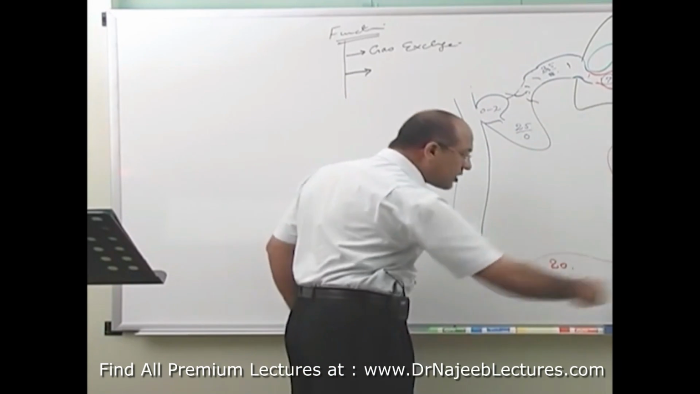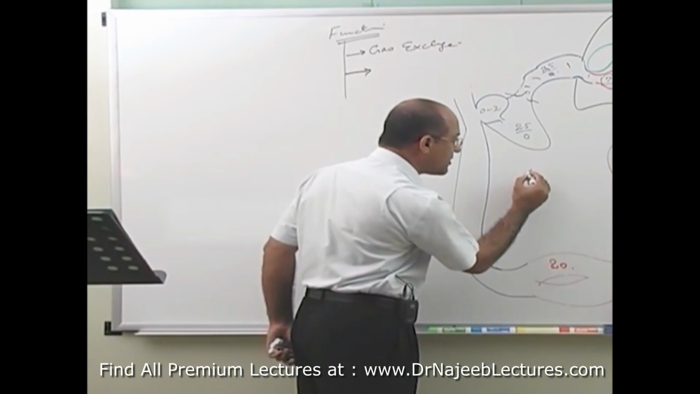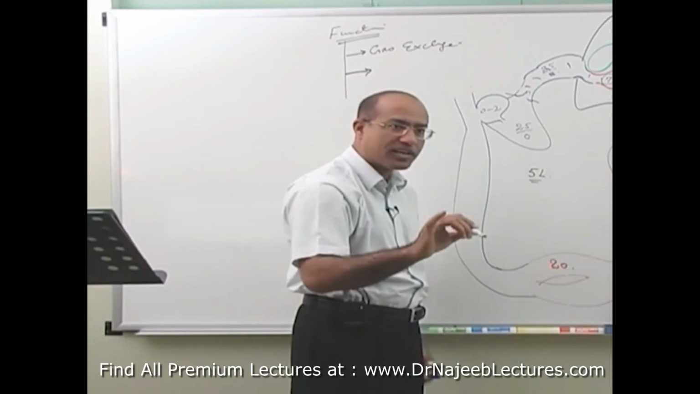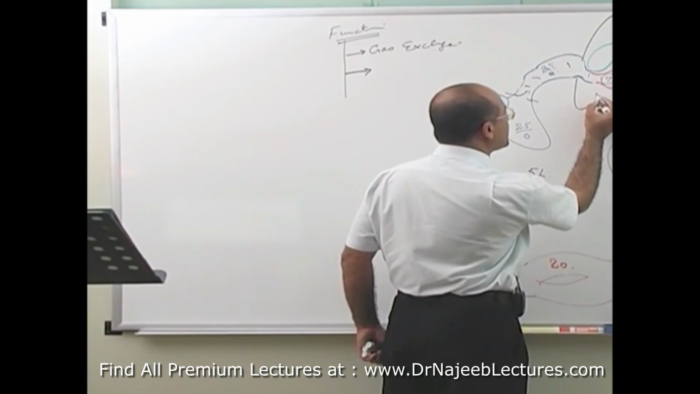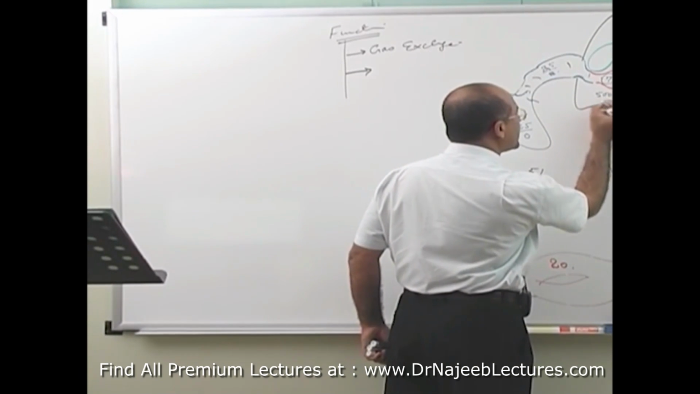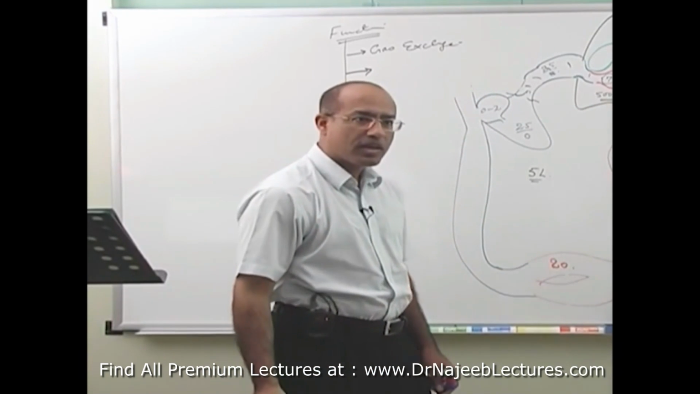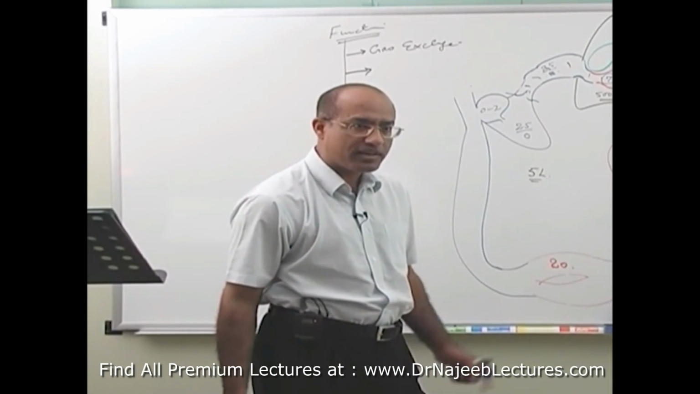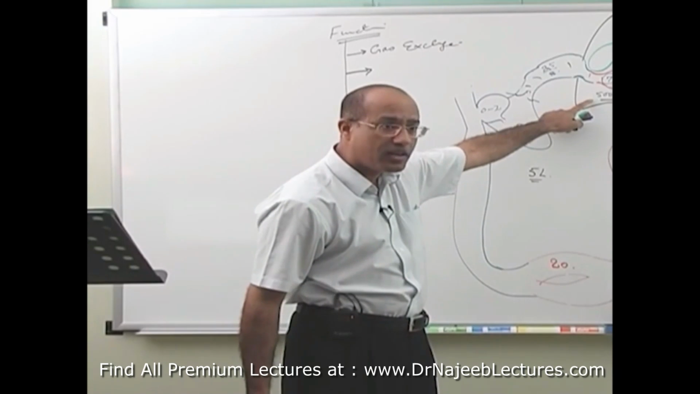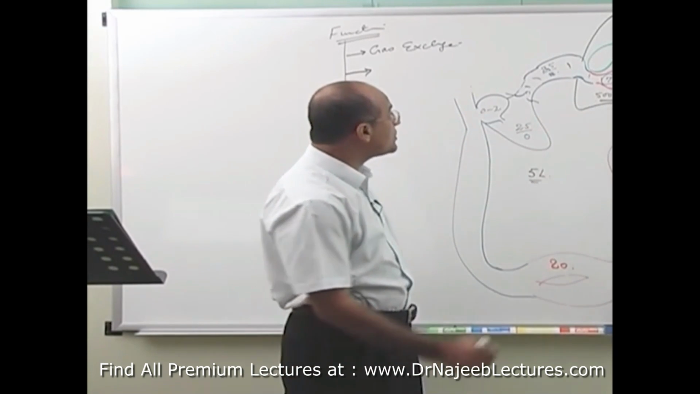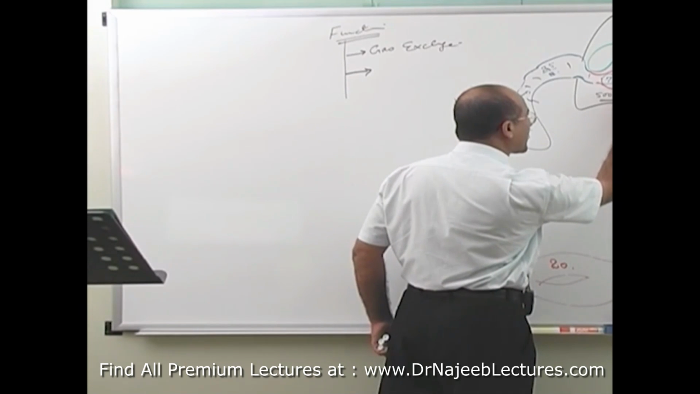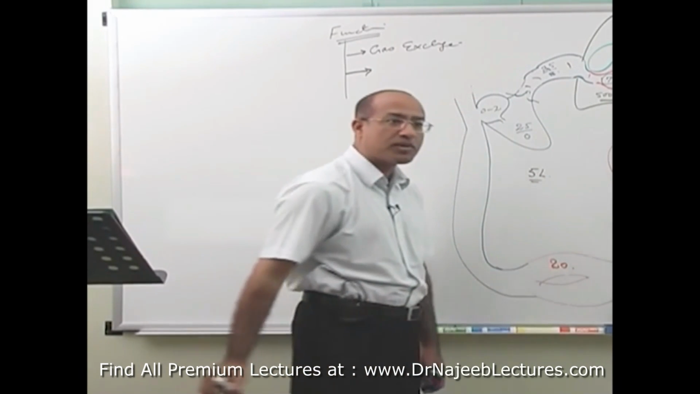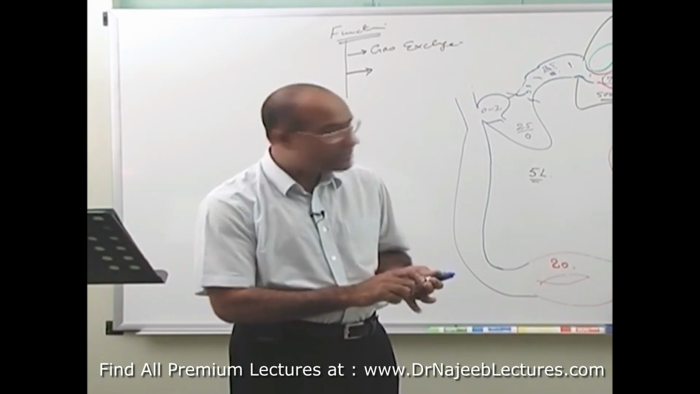Total amount in the total circulatory system is how much? 5 liter approximately. Is that right? And out of 5 liter, about 500 ml is maintained in pulmonary circulation. About 500 ml blood is present in pulmonary circulation. Out of this 500 ml, 70 ml is present in pulmonary capillaries.